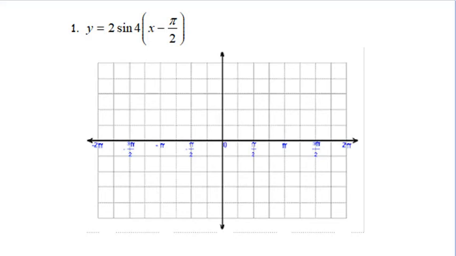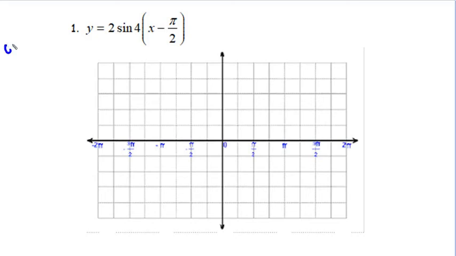So we know for sine, cosine, secant, and cosecant, we're going to set that argument between 0 and 2 pi. For tangent, that's going to be negative pi over 2 to pi over 2. And for cotangent, that's going to be 0 to pi. So here we know that this is 0 to 2 pi.